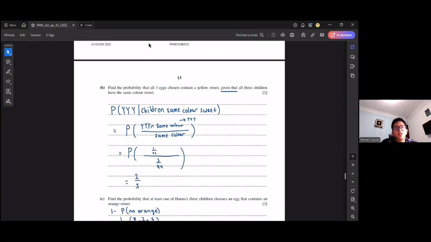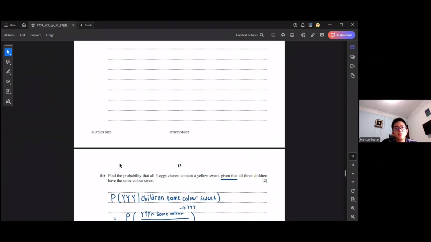Next is B. Find the probability that the 3 eggs chosen contain a yellow sweet, given that all 3 children have the same color sweet. It's important over here to remember that it's "given that". When given that, we use the symbol, which is like a division sign. So P of YYY and children with same color, which is technically just YYY, right, over the same color. So we can already find this information from the previous question.